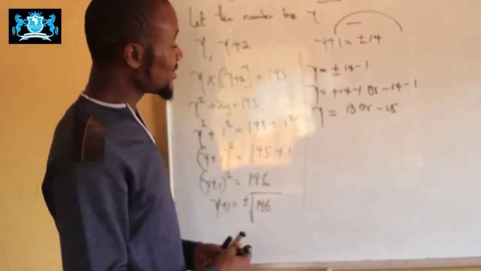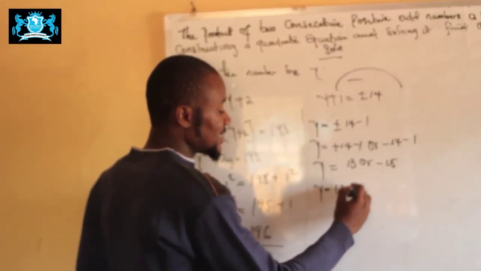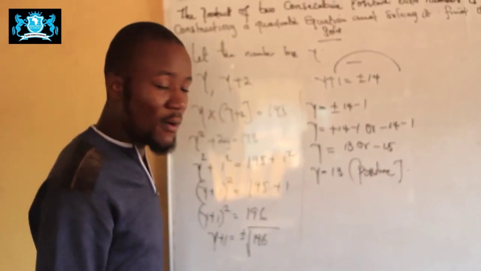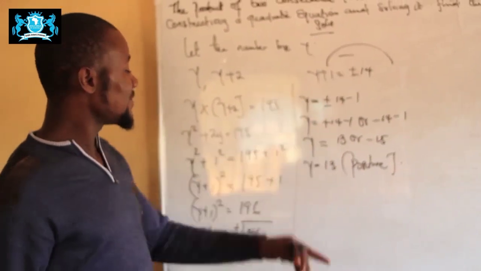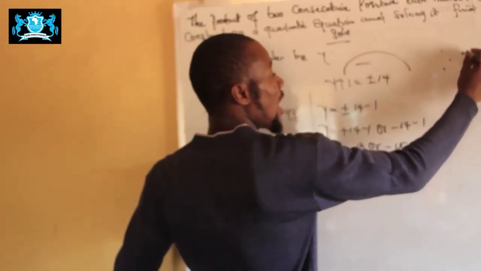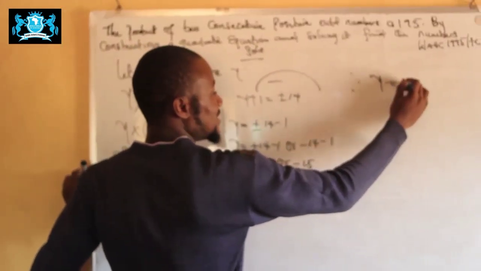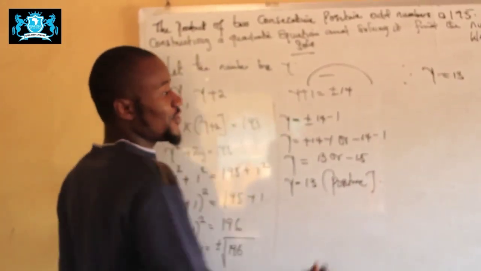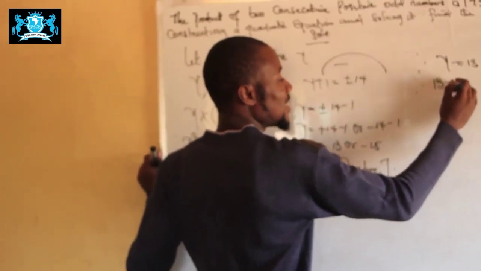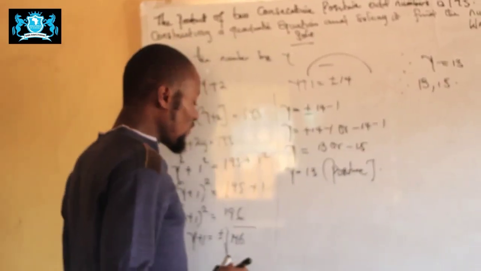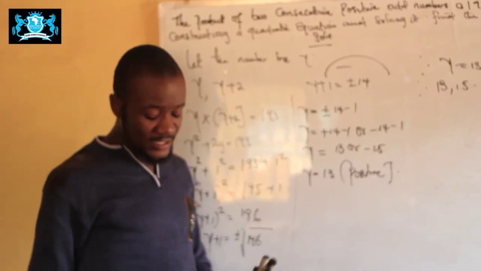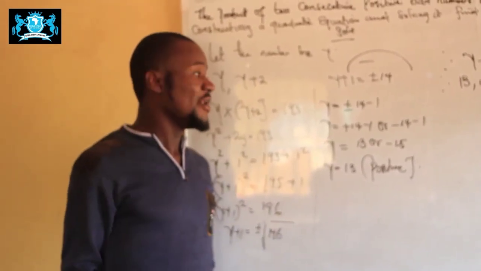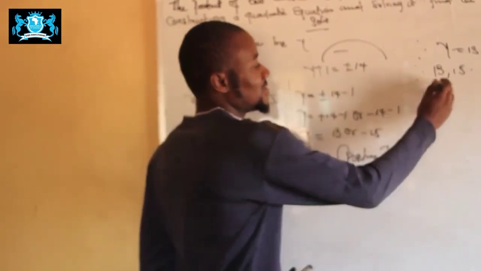And you should know that your answer should be y is equals to 13 because it's positive. Your answer is a positive number. Now, for you to find the number, therefore y is equals to 13. Then the next number, you now add 2 to it. 13 plus 2 will now give you 15. Therefore the two numbers are 13 and 15. So if you want to confirm whether you are correct, do 13 times 15 and see what the answer will give you. It will give you 195. And this is the answer to this question.